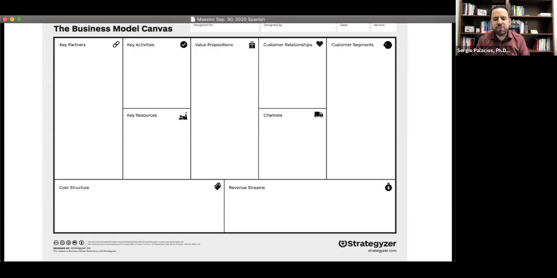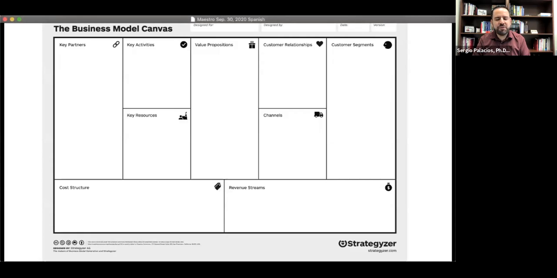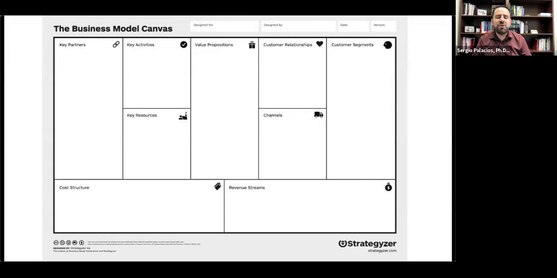Key partners son tus proveedores, son personas que te están ayudando, por ejemplo, Maestro Entrepreneur Center, aquí, a que seas exitoso. Y cost structure no quiere decir que pongas todos tus costos aquí, son los costos principales.